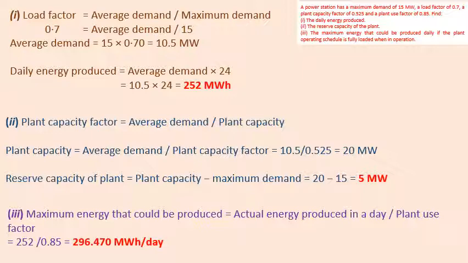So actual energy produced in a day we have already calculated, that is 252 megawatt hour, and plant use factor is given, that is 0.85. So 252 divided by 0.85 is equal to 296.470 megawatt hour per day. This is our third answer.